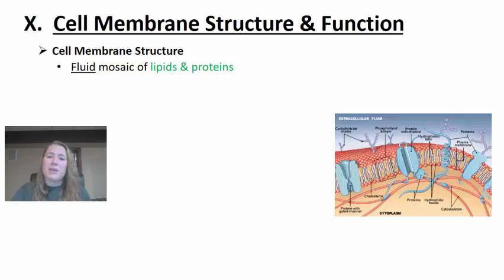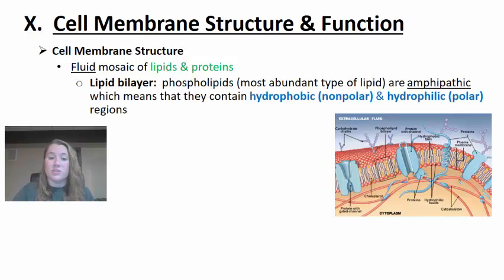So the cell membrane is made of what's called a fluid mosaic model, and we have lipids and proteins that are working together to make this membrane. Now, lipids and proteins are both some of those macromolecules that we talked about in our last unit. So the lipid bilayer is a term that we use to describe the structure of the cell membrane, and it's made up of two layers of phospholipids.